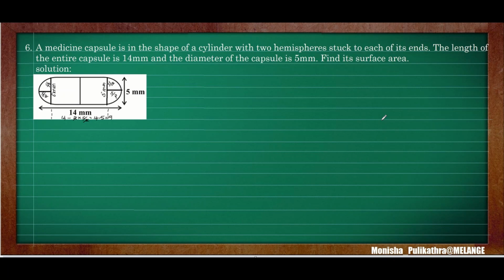So moving on to the sixth problem. Here the medicine capsule is in the shape of a cylinder, where two hemispherical parts have been attached to both the ends. So the capsule will be in the shape of this. So the shape has a combination of two solids: one is a cylinder and the other is a hemisphere. Here, the entire capsule, the total length of the capsule.